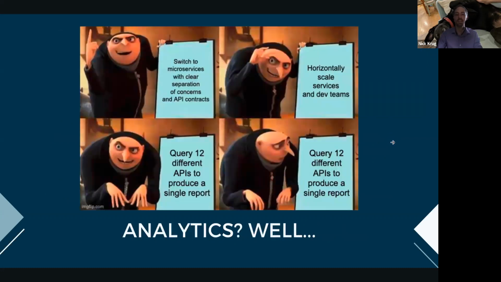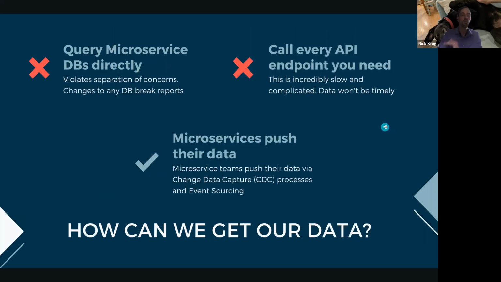However, what about analytics? Well, this is a little bit more complicated because as I said before, analytics queries can cross many different tables and pull millions of rows. And now those tables live in multiple different microservices. How are we going to handle this? How are we going to get our data in order to be able to report on what's happening within our business? Well, we have a few different options.